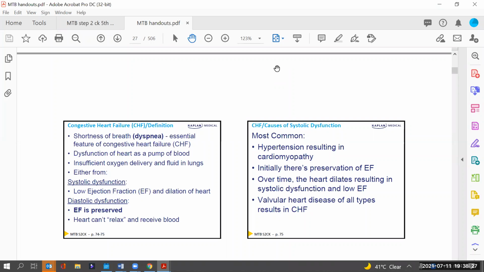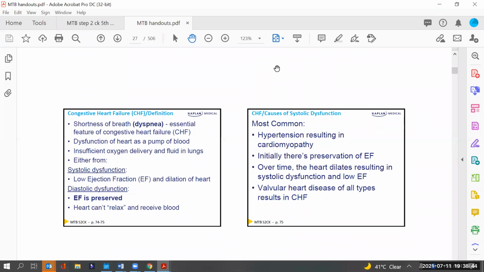So first, we will look for any shortness of breath. Then we will look for hypertension. We will always go for the blood pressure finding. Blood pressure should be more than 120 by 80 in order to say it's a hypertensive patient. Initially, there is preservation of ejection fraction. Over time, the heart dilates, resulting in systolic dysfunction and low ejection fraction.